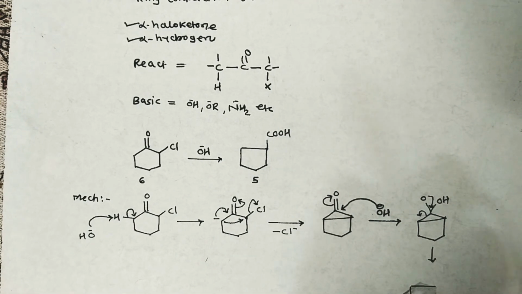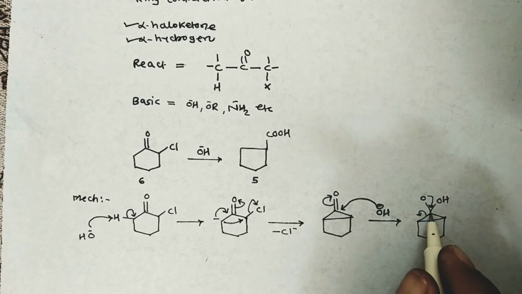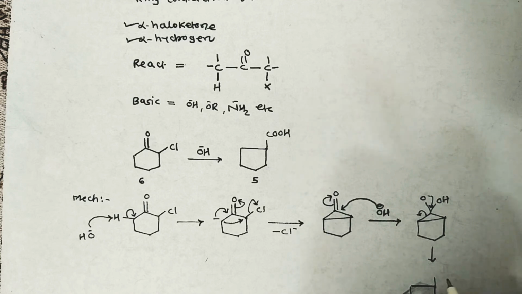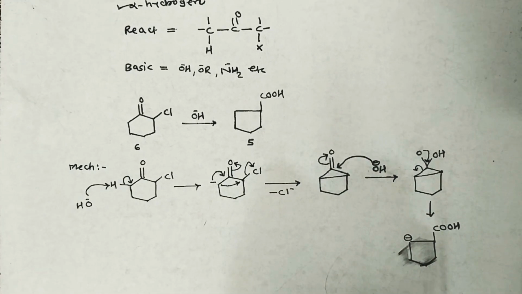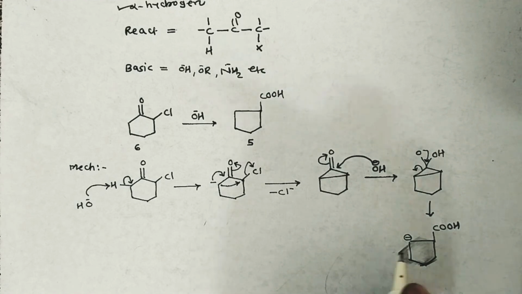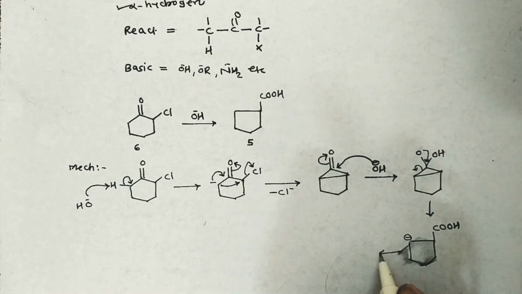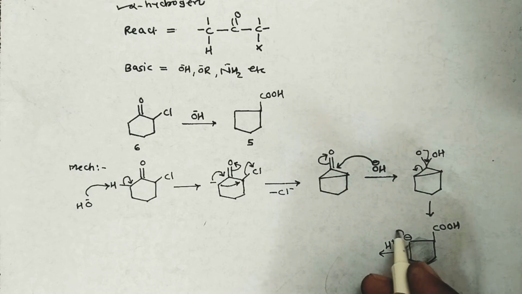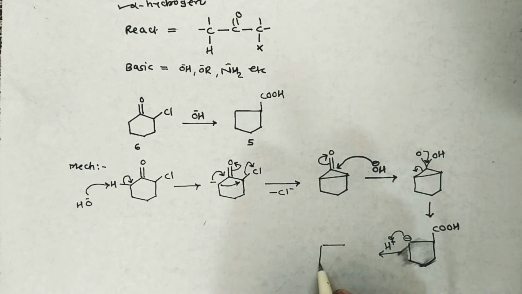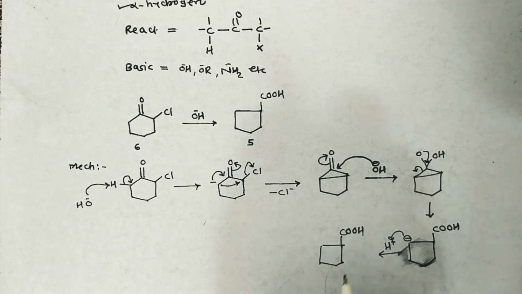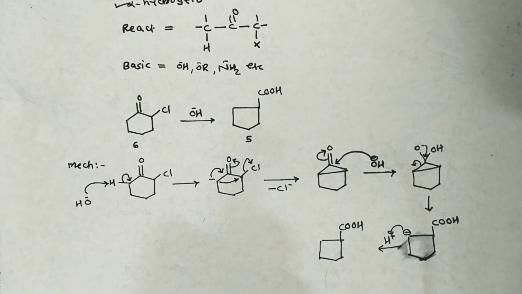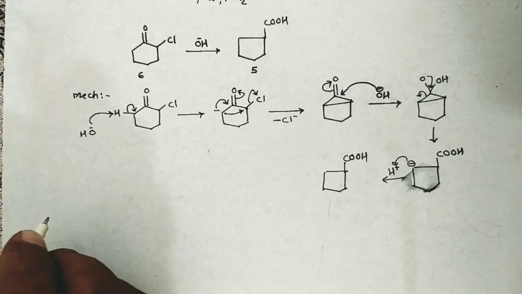Onto this carbon you have COOH group and negative charge over here. Now protonation can take place and you will get a stable product. That is acid.